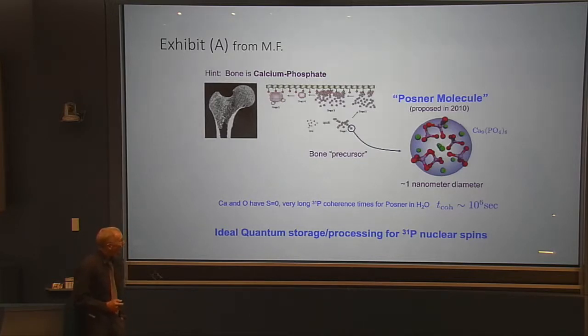Now, in this picture, the phosphorus still has to be very well protected. It has to be kind of caged around by spin-0 nuclei. And oxygen and calcium are both spin-0. And there are these complexes important in bone formation called Posner molecules, which are made of 4 phosphate groups and 9 calciums.